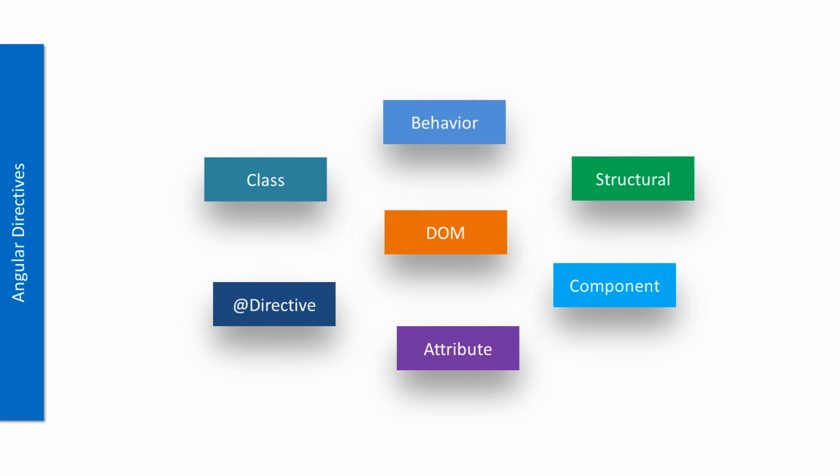In this video, we will see the theory part of the directives. We will see the examples in the next video. The words on the screen are the basic directive keywords. Directive is all about DOM, the directive decorator, and the behavior of the elements. In this video, you will see what is a directive and its types. Let's get started. What is a directive?